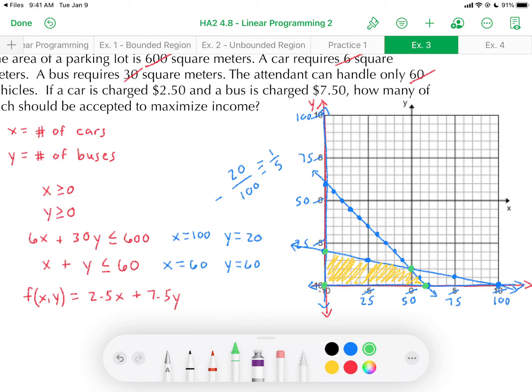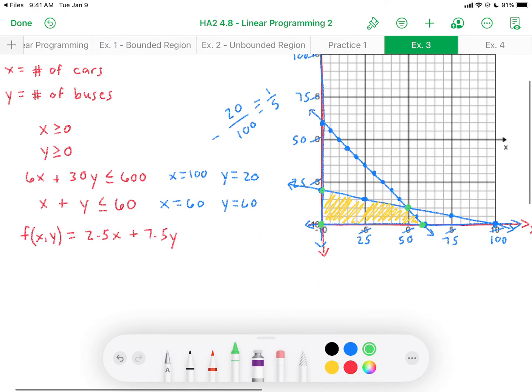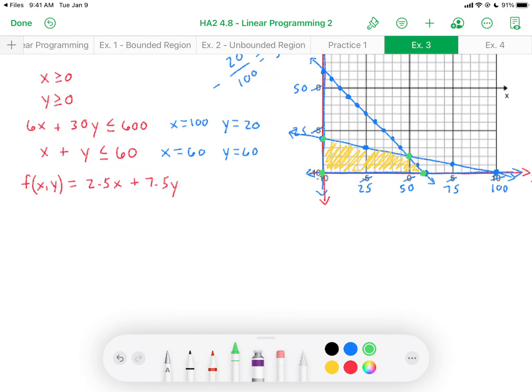Everybody okay with the graphing? Okay, so to me the hard part's done. So now I make my table of values. x, y on the left, f of x, y on the right. So my first vertex is the origin, 0, 0. And if you plug that into the objective function, you're just going to get 0 out. So that means if I don't park any cars and I don't park any buses, I don't make any money.